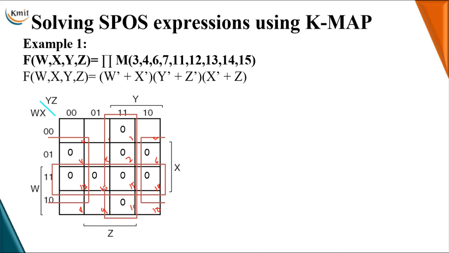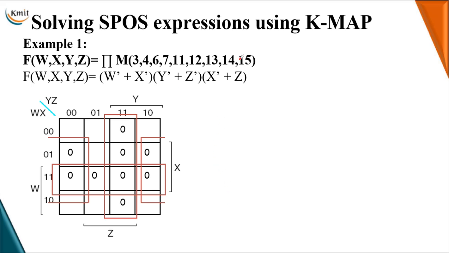Now mapping your function, placing the functional values onto the corresponding cells. So 3, we map a 0 on the third cell. Next 4, then 6, 7, thereafter 11, we map a 0, then 12, 13, 15, 14. Now upon mapping all this, let us move on to grouping. Now let me verify.